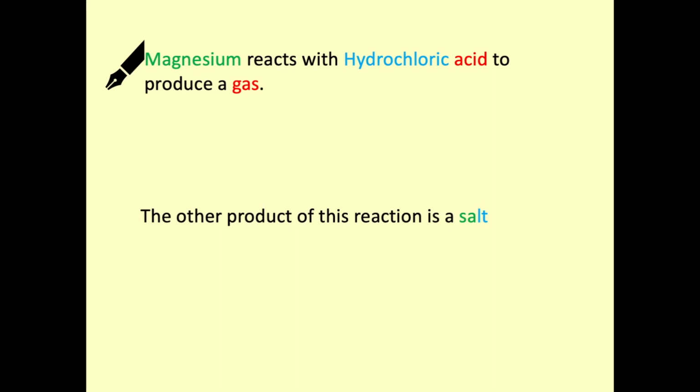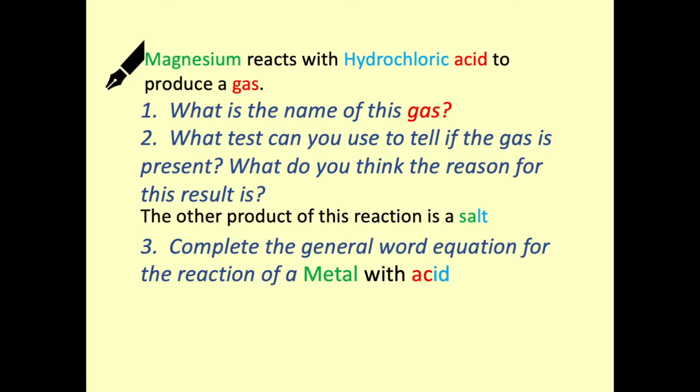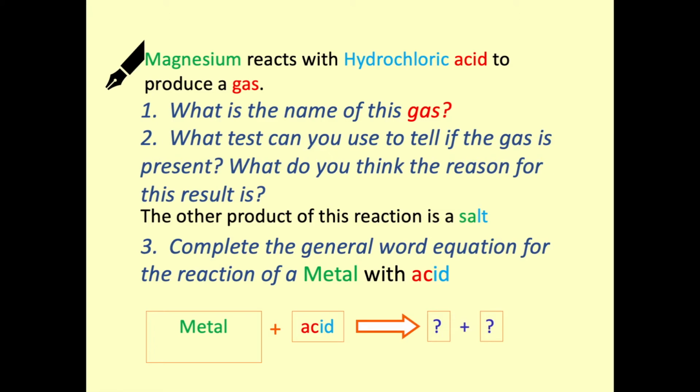So in these metal and acid reactions, we've seen that we're producing a gas. So when magnesium reacts with hydrochloric acid to produce a gas, can you name the gas that's produced? What test we would use to tell if that gas is present? And what you think the reason for this result is. The other product of the reaction is a salt. So using what we've just discussed, can you complete the general word equation for the reaction of a metal with an acid? Pause the video whilst you have a go at this on your worksheet.